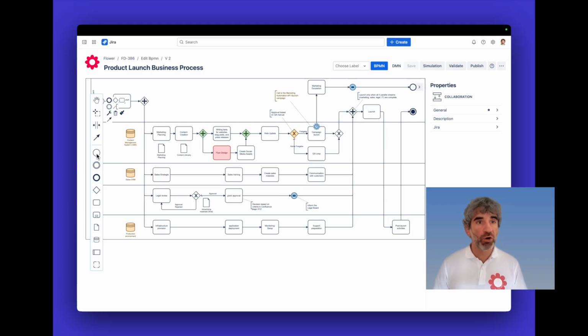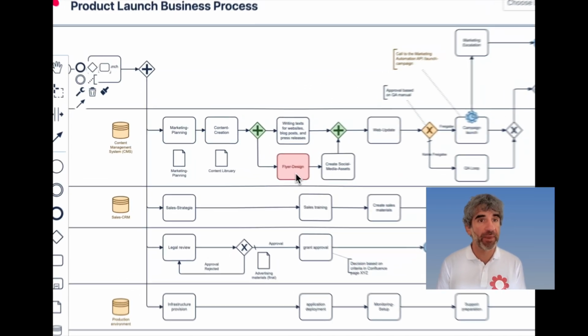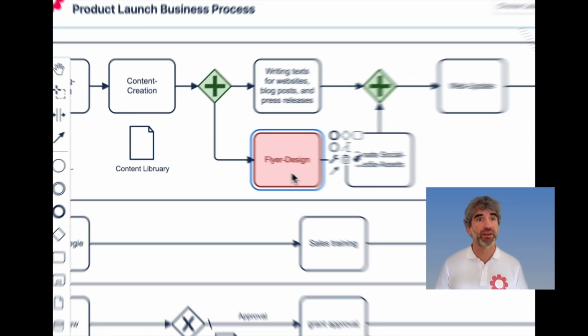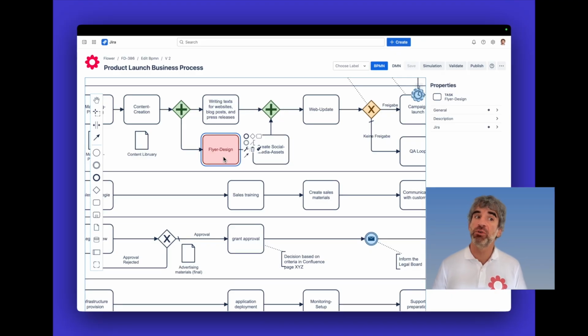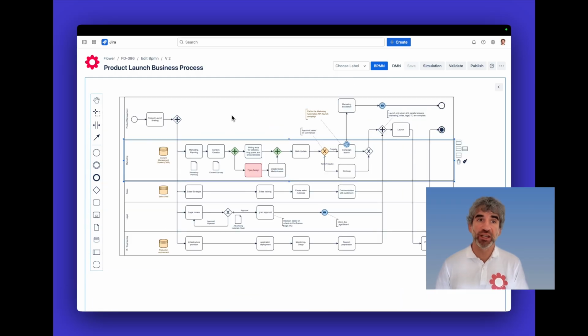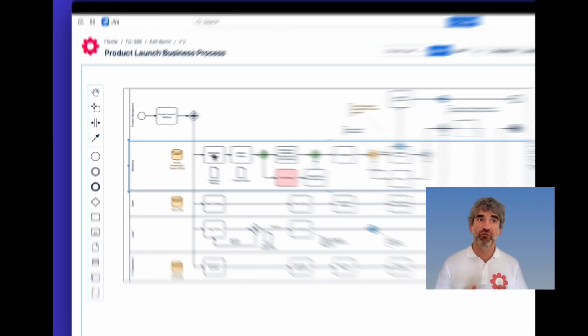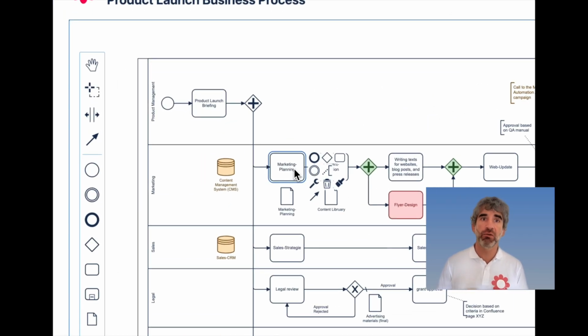Let me briefly walk you through the diagram to give you an overview. All right, we have these different boxes here, and these are the activities in our process. And the important part is the process engine turns each activity into a Jira work item at runtime, exactly at the moment the process flow reaches that step. Just as we saw earlier with the flyer design task. When the process arrives at the activity, Flower automatically creates the corresponding Jira issue.